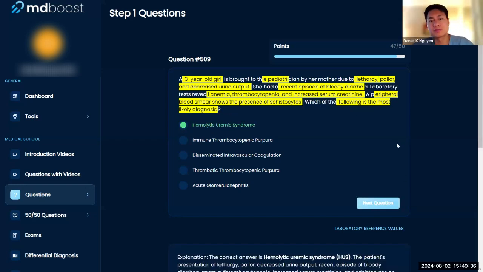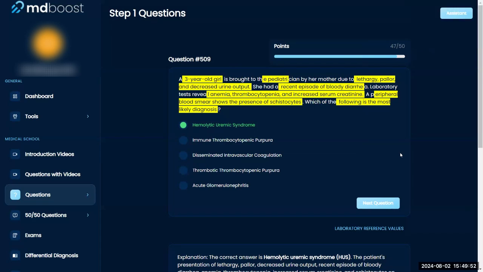Good. Perfect. Worked through that beautifully. So, to roll this into one lesson or thought process here: what's the difference between HUS and TTP? So HUS is usually from E. coli in kids.